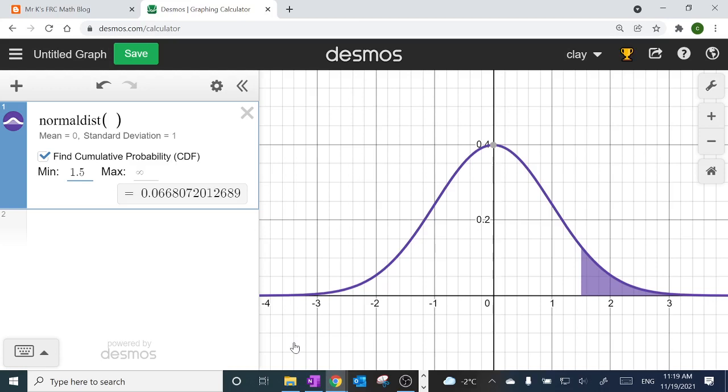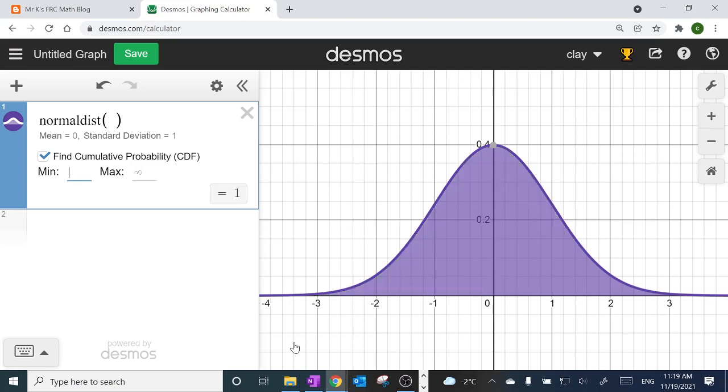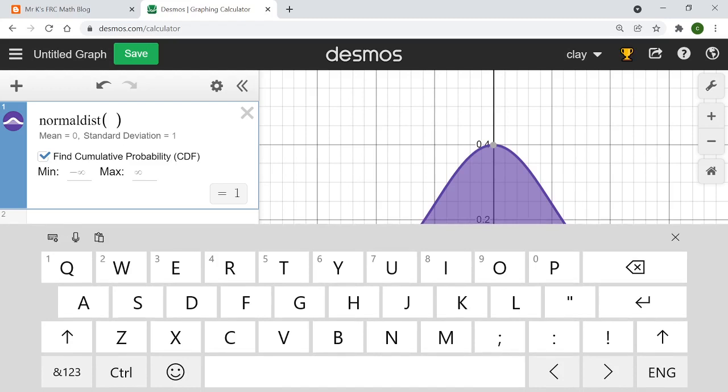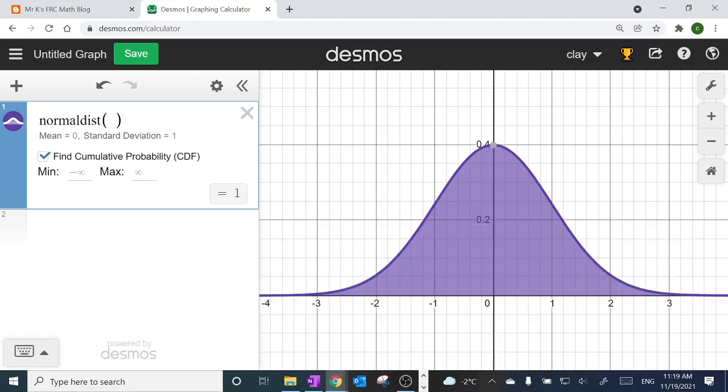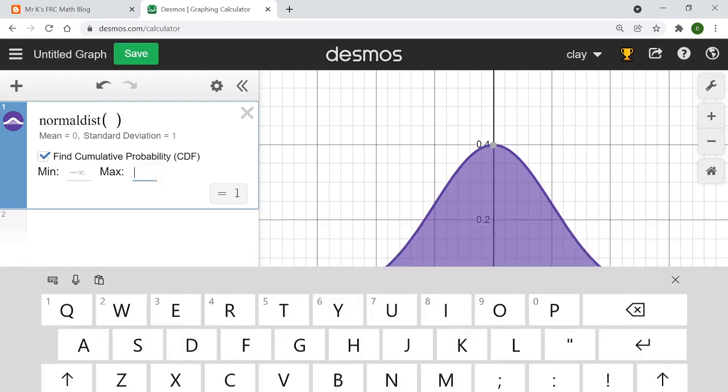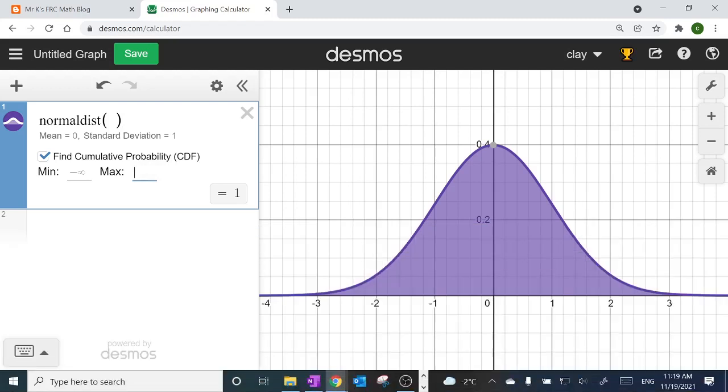Okay, so let's do the C one together. The C one starts at negative infinity, so just click anywhere else and you'll see that it automatically goes to negative infinity. But this time I want the maximum to be 0.7. So 0.7. Did you get that number? 75.8% of the data?